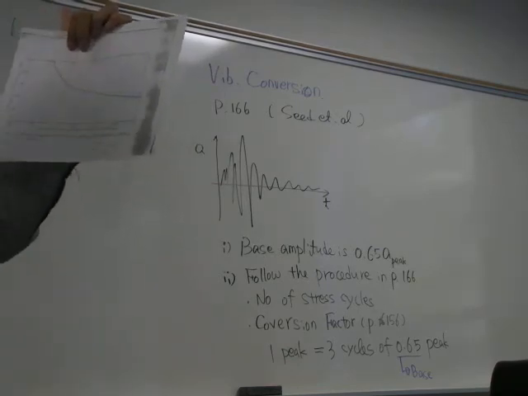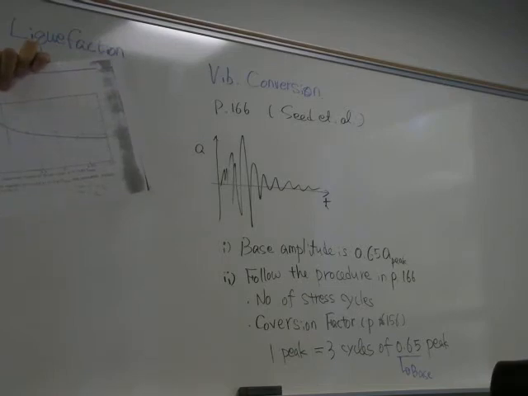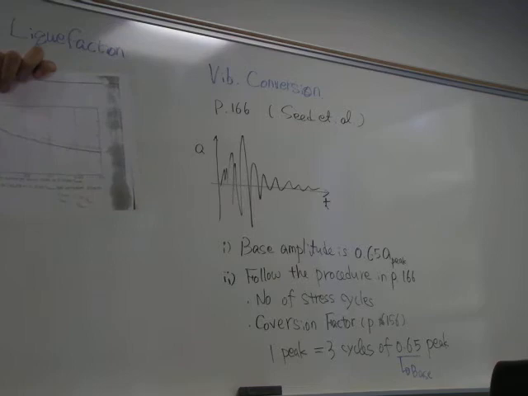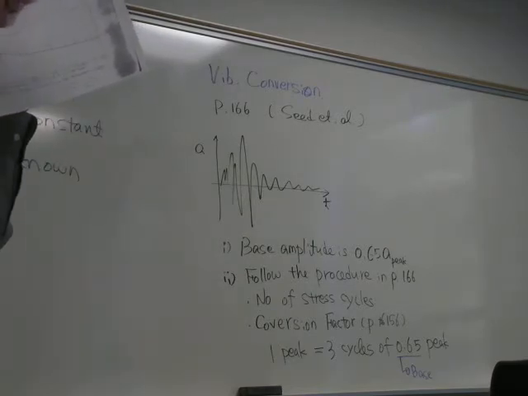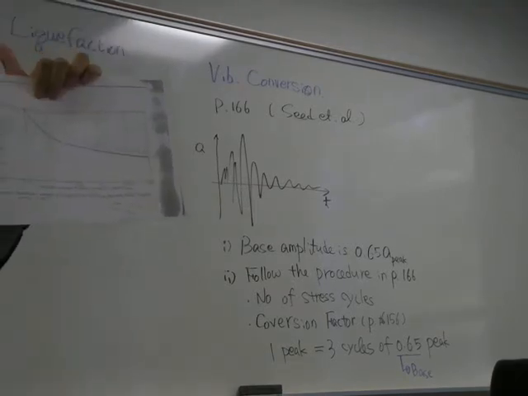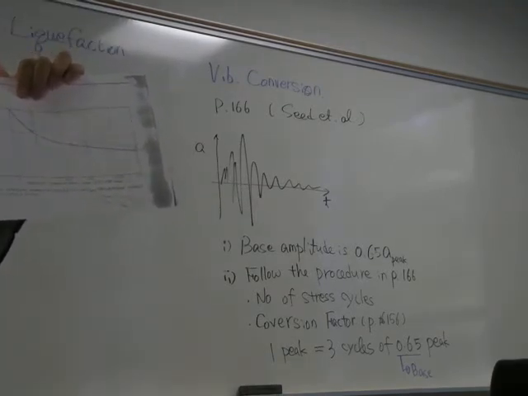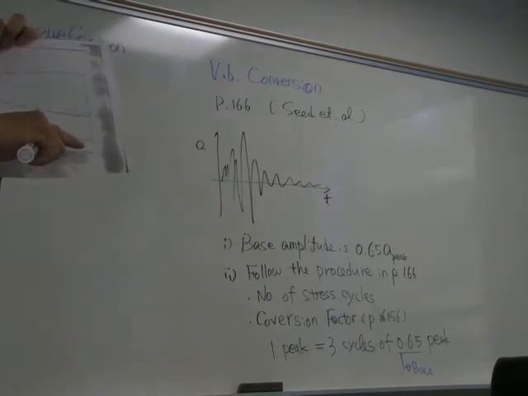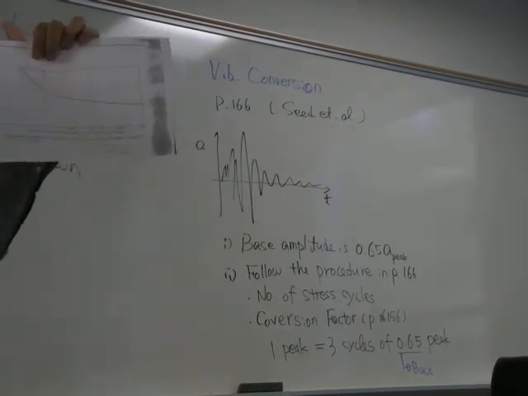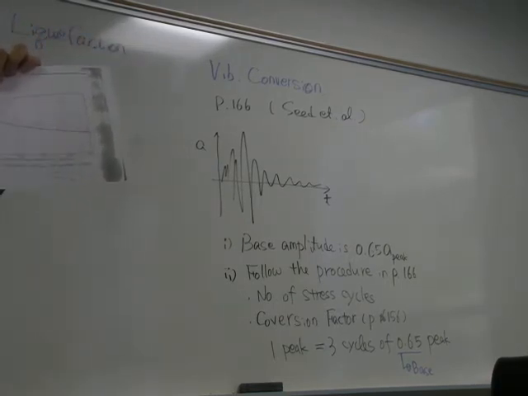Then let's say 0.4. When the y-axis is 0.4, try to find out the equivalent number of cycles. 0.1. Somewhere 0.02, somewhere around there. It may not be very accurate, but just use this chart to find out the equivalent number of cycles. This one should be the so-called conversion factor, those numbers.